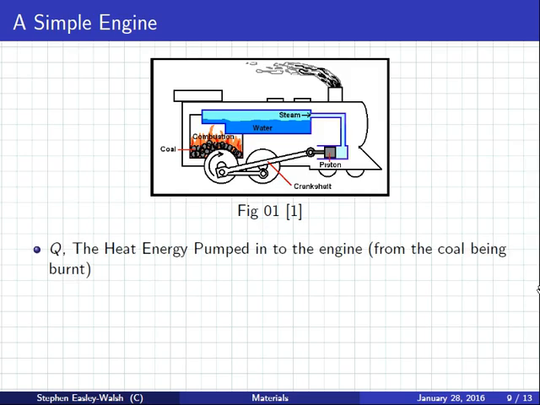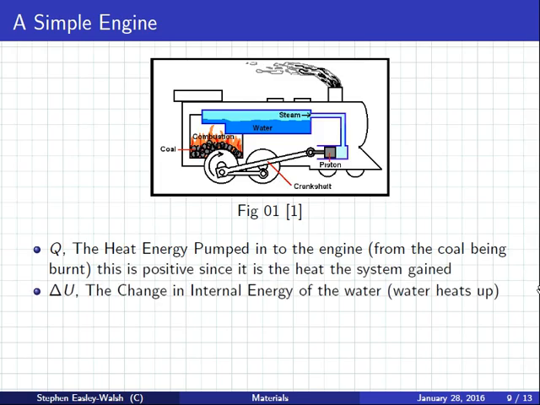heat energy, Q, is pumped into the engine from the coal. So the Q is here. Then there's a change in the internal energy of the engine. Remember internal energy? Increase or decrease? Increase, because it gets heat energy from the coal. So the Q goes in here and it makes the U bigger.